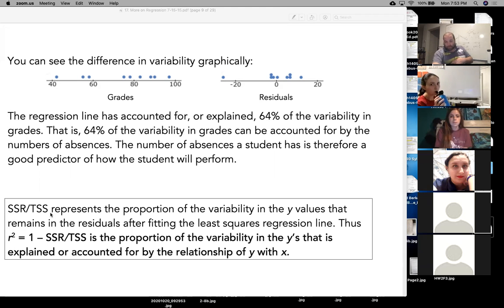So again, to sum up, without going into the details behind it, the SSR over the TSS represents the proportion of the variability in the Y values that remains after fitting the least squares line. Thus R squared, which is 1 minus that, is the proportion of the variability in the Y's that is explained by the relationship between Y and X. So SSR over TSS, that's what I'm not explaining. That's what I'm not accounting for. 1 minus that, which is your R squared value, that's what I am accounting for.